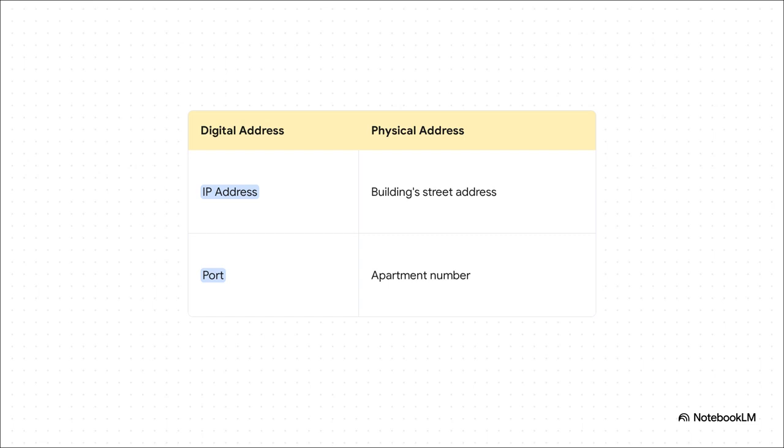But once it's there, how does it know which apartment to go to? That's where ports come in. A port is like the specific apartment number, making sure the data gets to the right application, whether that's your web browser, your email client, or your online game.